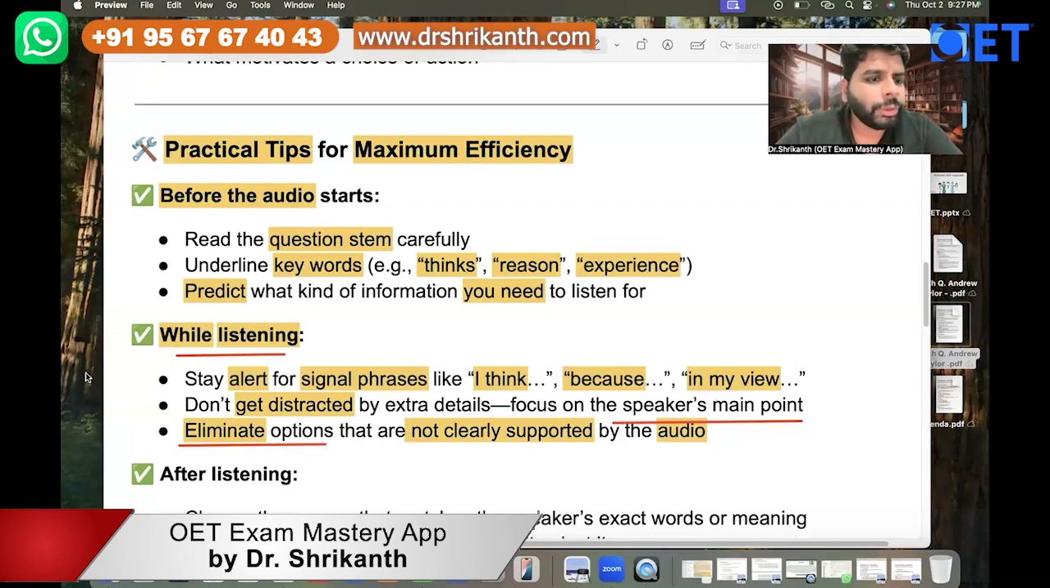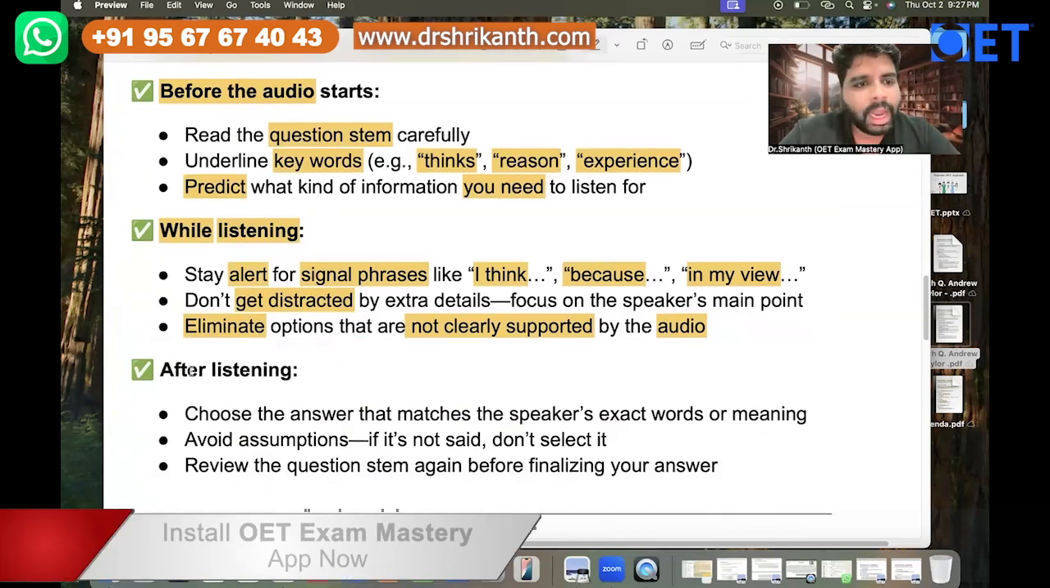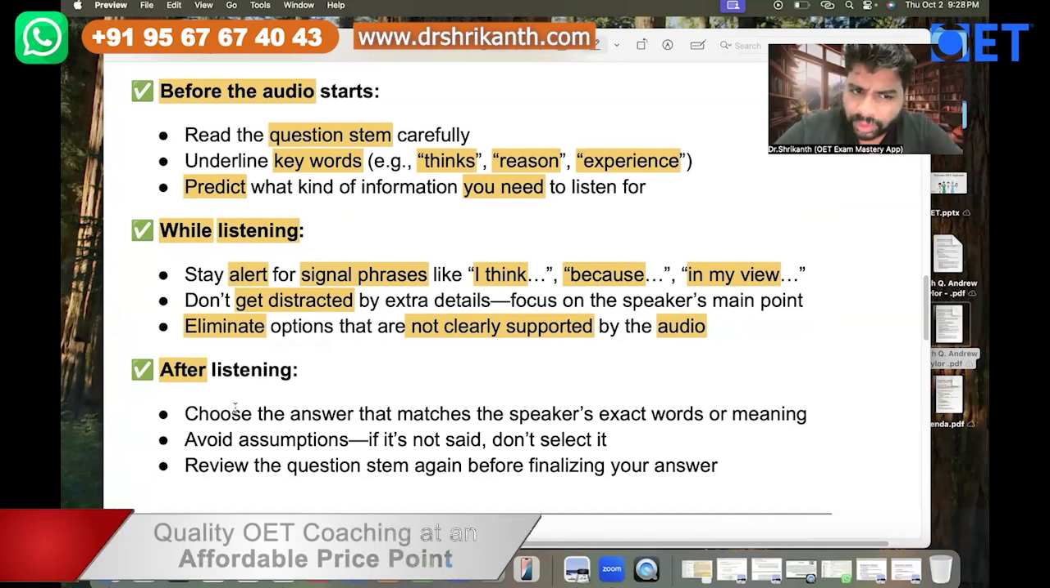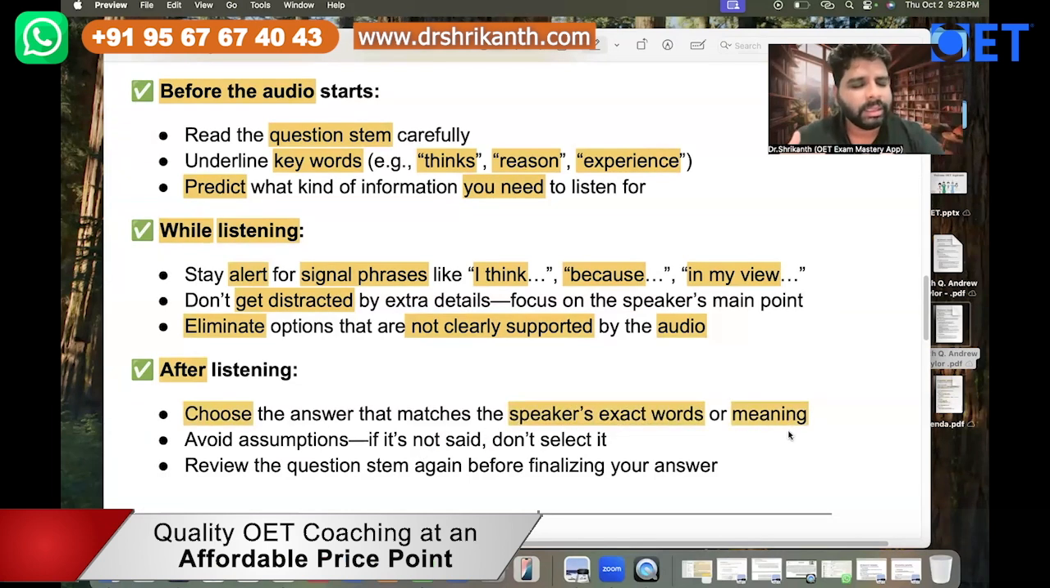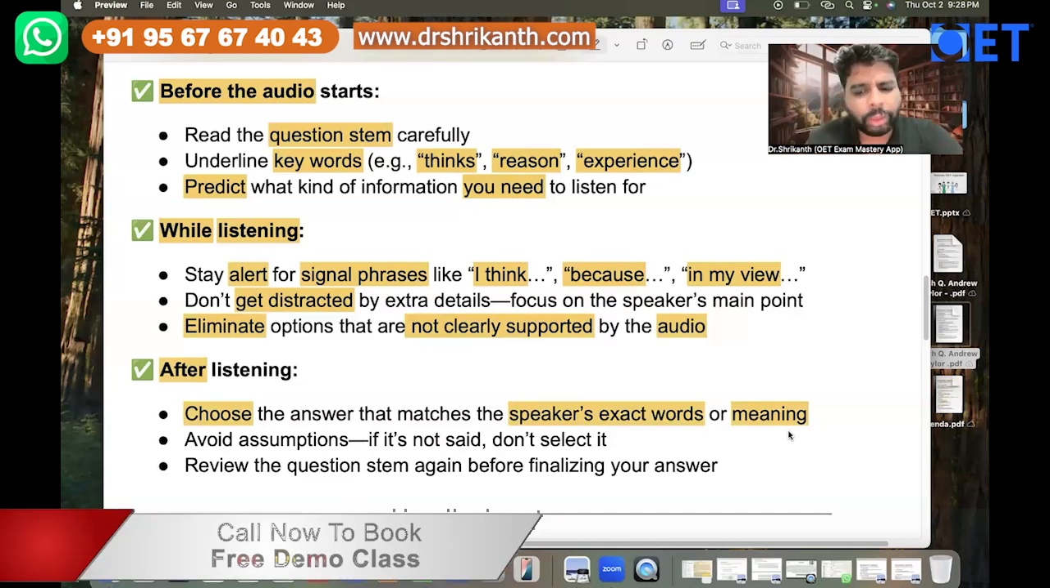Now, what should you do after listening? This is how you have to practice OET: before listening, during listening, and after listening. They give you like 2-3 seconds before they transition to the next question. After you listen to that particular audio section, choose the answer that matches the speaker's exact words or meaning. You have to listen, and then bring in those inference skills, that conclusion comes, and you choose the answer option which you feel is the most suitable.